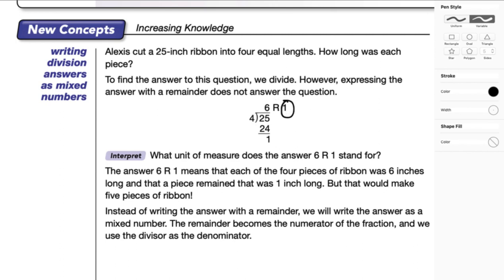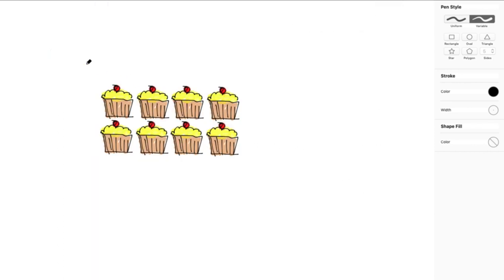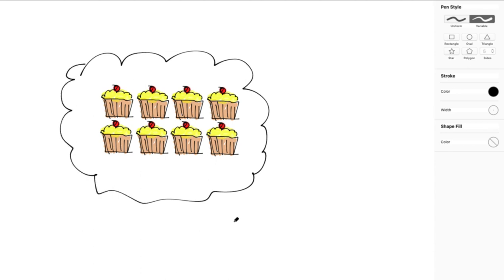I want you to imagine that you have 8 luscious cupcakes that you are going to share. You have to share them with your 2 siblings, just 2 of your siblings. So that's 3 of you, and you're going to share these 8 cupcakes. If you do that, 3 goes into 8 2 whole times, 2 times 3 gives us 6, and then we have a remainder of 2.